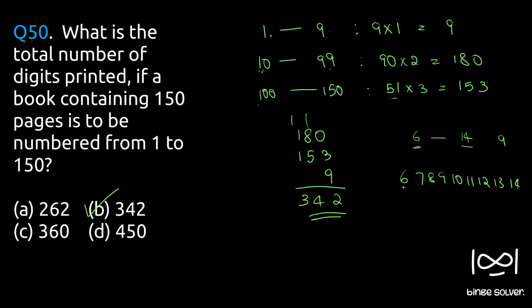How many numbers are there? 1, 2, 3, 4, 5, 6, 7, 8, 9. See, we get these 9 by taking 14, subtracting 6, and then adding 1. So we get the exact number 9. That is what we used in all these cases: 99 minus 10 plus 1, 150 minus 100 plus 1, 9 minus 1 plus 1. So that is how we got 9, 90 and 51 here. If anyone had any doubt, that's how we got it. So this is the solution to question 50. Solution to question 50 is B, 342.